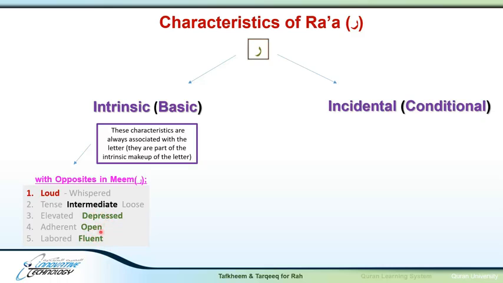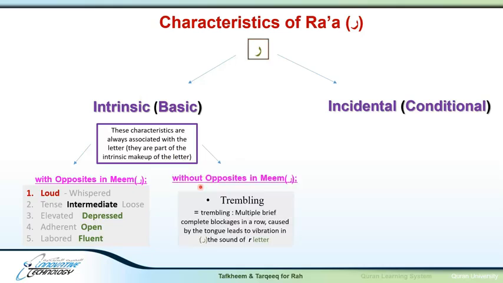And under the category of characteristics that have no opposites, we'll find that the Ra is characterized as being a trembling letter, where trembling means multiple brief, complete blockages in a row caused by the tongue, leading to a vibration in the sound of the Ra. It is always trembling. So in fact, trembling is part of the intrinsic characteristics of the Ra. But exaggerating that trembling is not right.